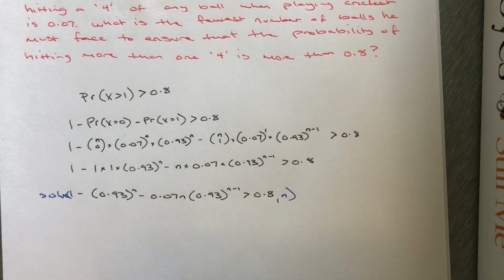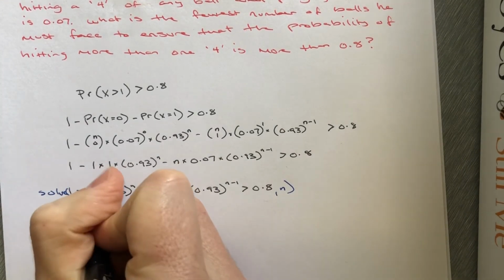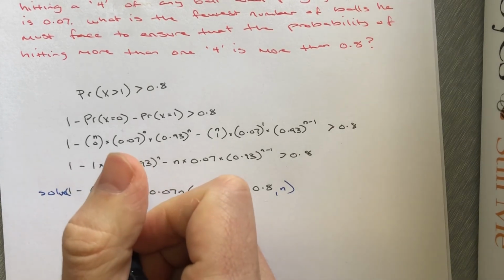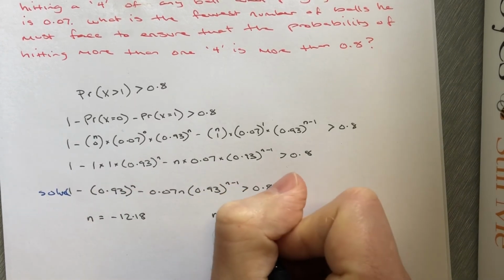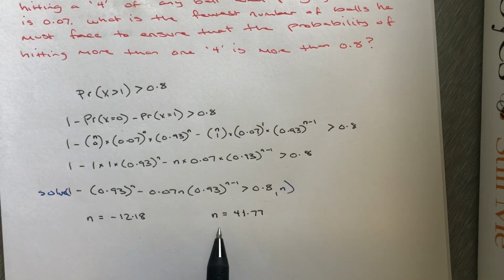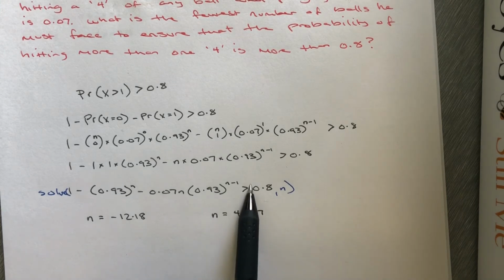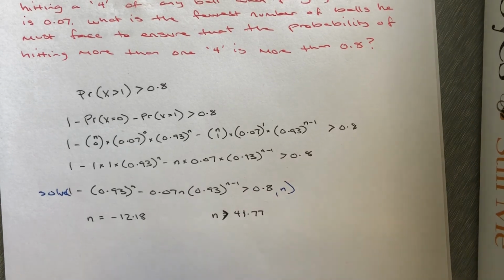Once you've entered that into your CAS, you might have to end up doing the approximate, so press second and then enter again. And it should give you n equals negative 12.18 and then equals 41.77. Now, when I put this in and I used the greater than symbol, it didn't work for me. So what I did was I changed that to an equals. For some reason, the CAS doesn't like the greater than or less than symbol, so I changed it. So this would end up being greater than 41.77.